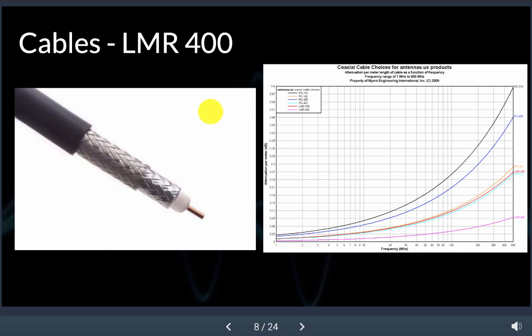So cables. Most people don't think of a cable as being an important part of your system, but the cables going from outside of your facility to the antenna, or from inside of your facility to outside of your facility, are extremely important. They're what are going to cause you the most grief and the most heartache.